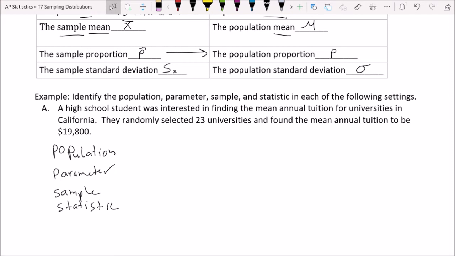All right, so I think it's probably easiest to start with the sample and the statistic, honestly. That might be easier to think about. So what did they do? They randomly selected 23 universities. So the sample is the 23 universities. Or, you know what they did? They took the annual tuition. So let's say the sample is the annual tuition of the 23 universities.